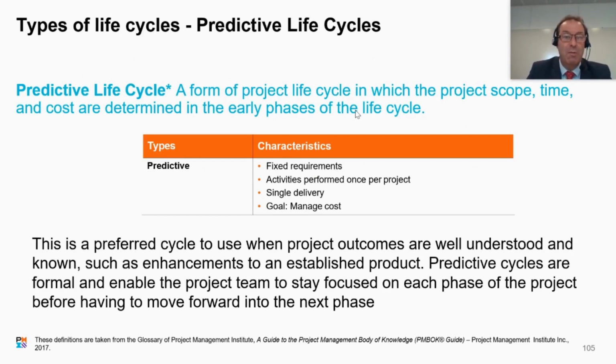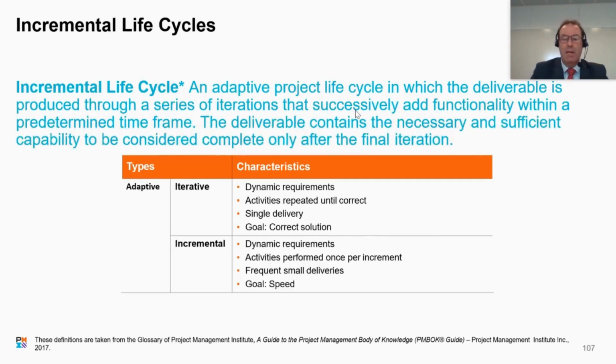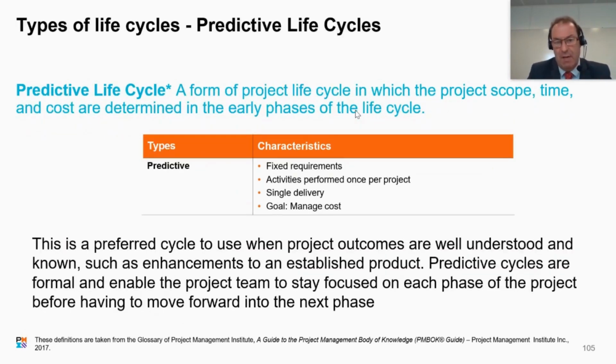So if we're talking about types of life cycles, what the whole project body of knowledge references is there are two. You've got predictive life cycles and you've got iterative life cycles. Let's first look at the predictive life cycle. And looking at this, we can see that we have a statement. Predictive life cycle: a form of project life cycle in which the project scope, time and costs are determined in the early phases of the life cycle.